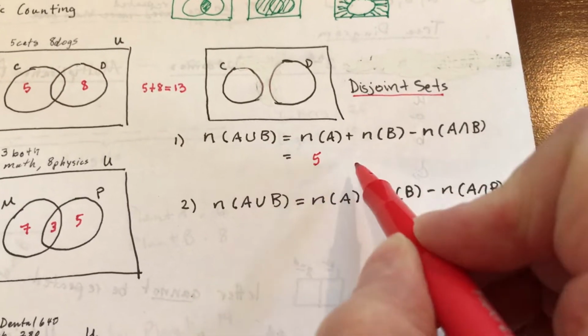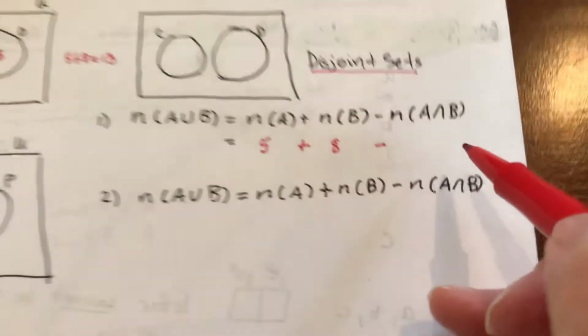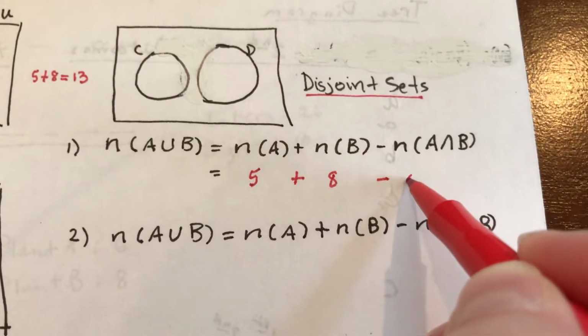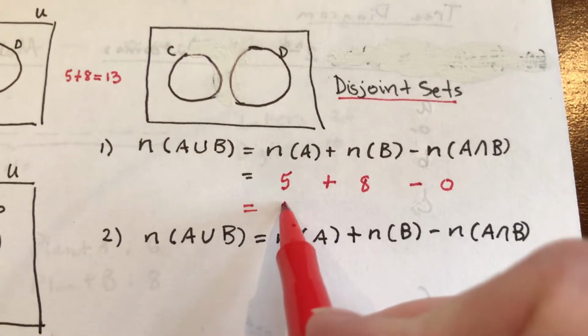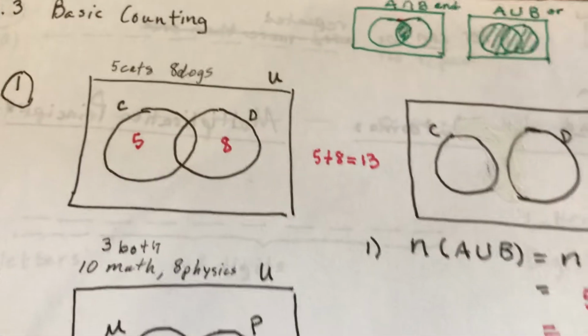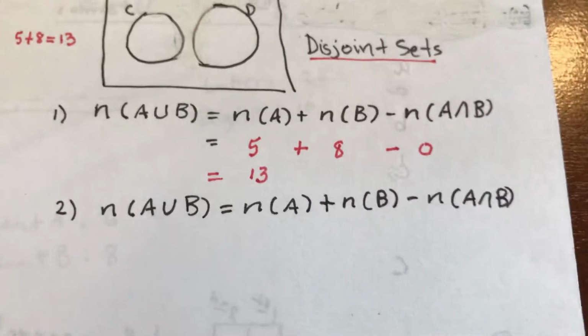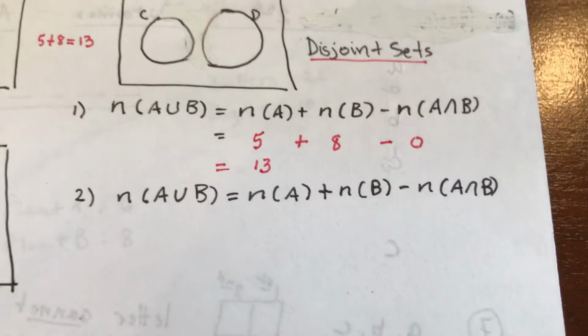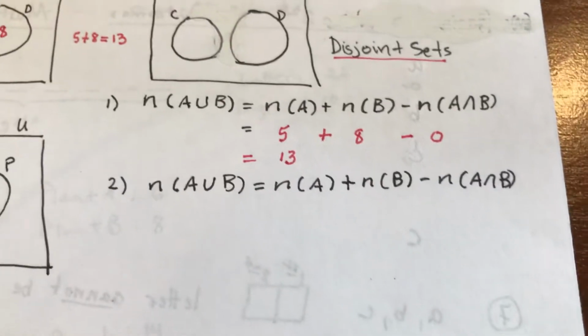So the number was 5 plus 8, and we have to subtract the intersection, and there was nothing in the intersection. So this gives me 13, and that's exactly what we did when we counted them, right? So this is what you do if you don't feel like counting. I'm teaching you how to do both. And frankly, in this class, counting is all right with me.